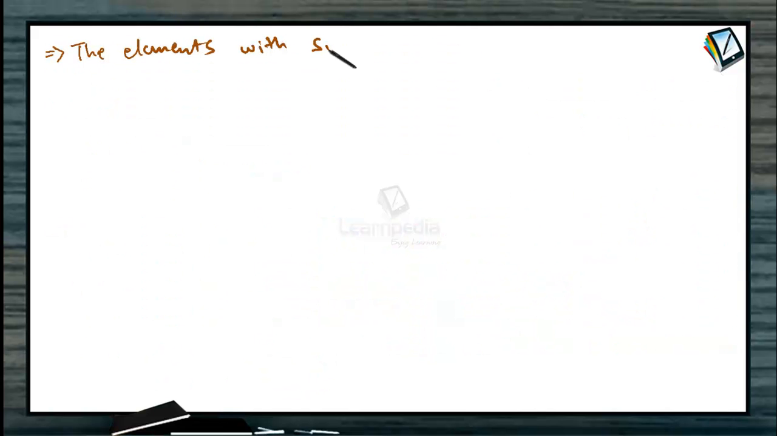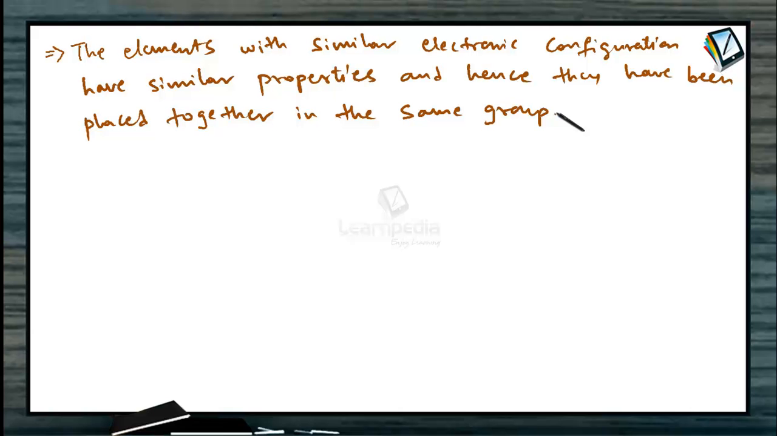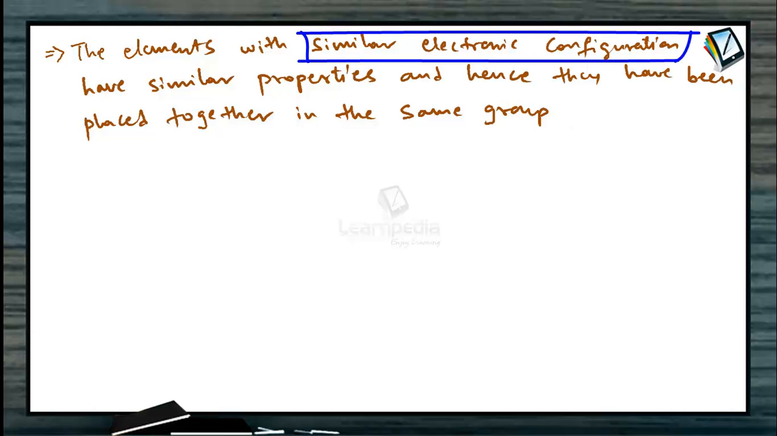The elements with similar electronic configuration have similar properties, and hence they have been placed together in the same group. Those elements which have similar properties are kept in the same group, and that is possible because of their similar outer electronic configuration. This is the major point of discussion here.